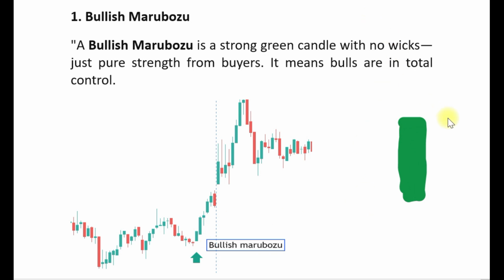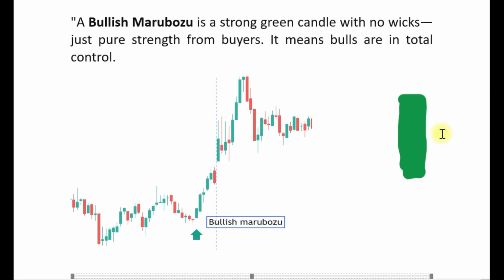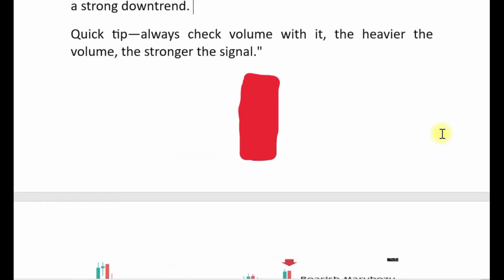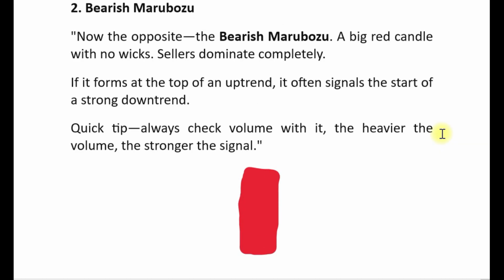Next comes the opposite of Bullish Marubozu. It is Bearish Marubozu. In this Bearish Marubozu, there is a big red candle with no wicks, or very negligible wicks. It indicates a sign of bearishness and sellers are dominating completely.